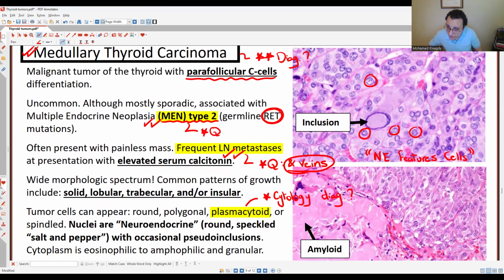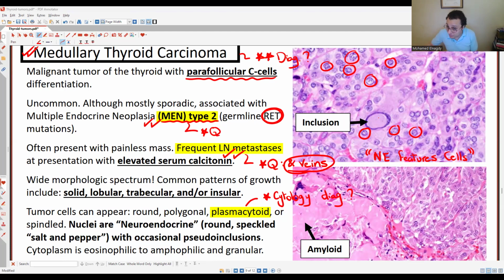What's the classic neuroendocrine feature for any nuclei? What's in the nucleus here? Stippling. Nuclear stippling, salt and pepper. Yeah, salt and pepper nuclei. That's the classic nuclear feature of neuroendocrine tumors.